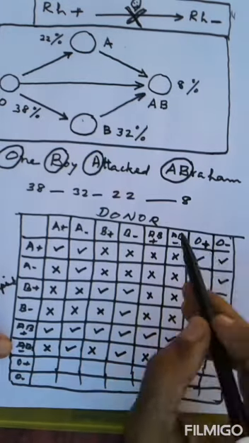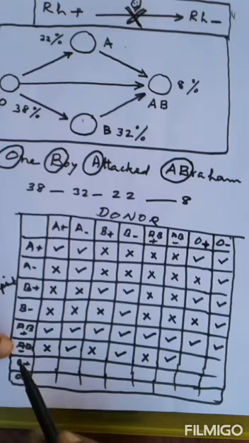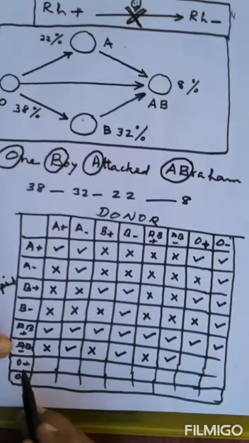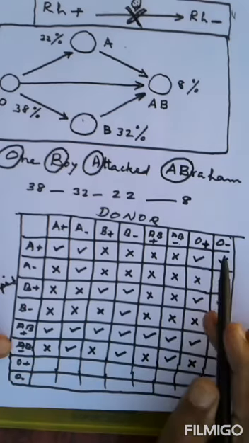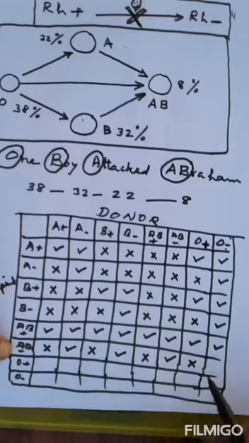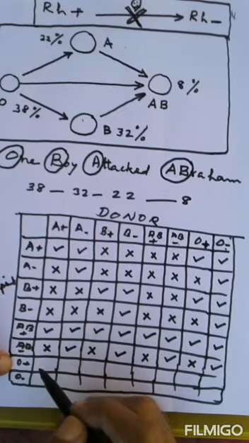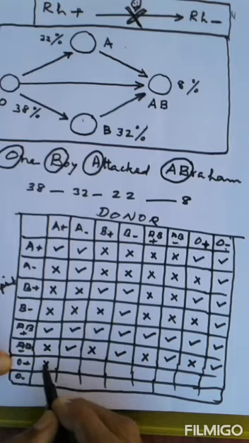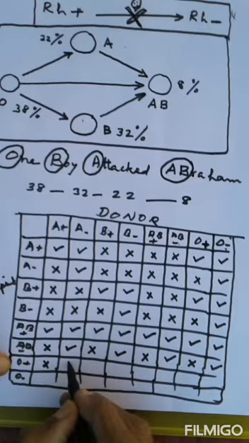O plus, O to which one? AB. O to AB is allowed, but plus to minus is not allowed. So cross mark. O negative to AB negative, possible. Then A plus to O plus, it is in the reverse direction, not possible. Similarly, A minus to O plus, it also is reverse, not possible.